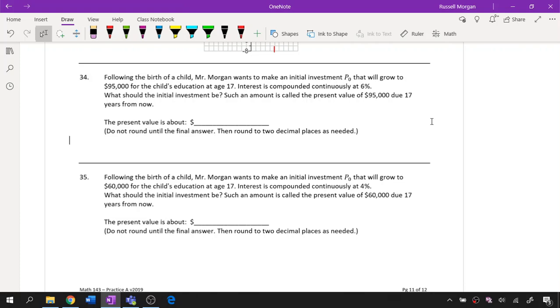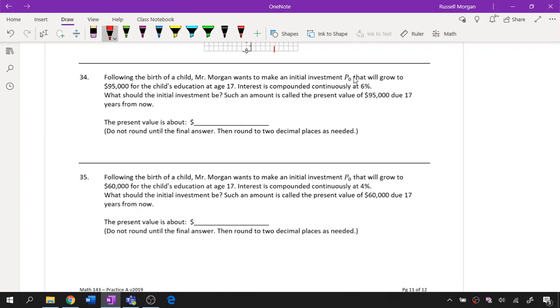This is a continuation of the video walkthrough for the Math 143 Semester 2 CWI practice packet. We're on question 34. This is a word problem. Following the birth of a child, Mr. Morgan wants to make an initial investment, P sub 0, that will grow to $95,000 for the child's education at age 17. Interest is compounded continuously at 6%. What should that initial investment be?